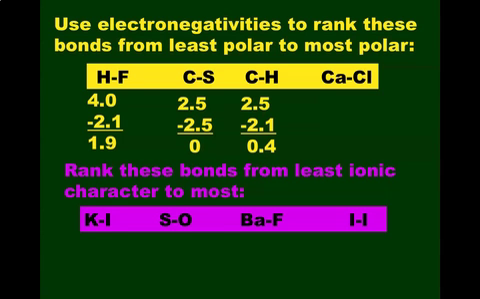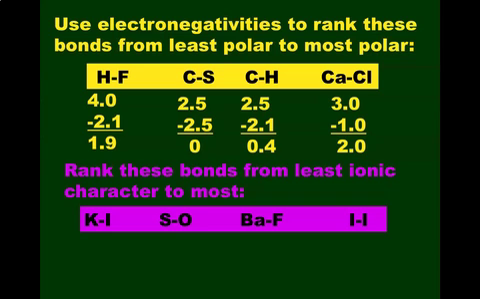Carbon is 2.5 and hydrogen is 2.1. So we subtract, we get 0.4. And then calcium and chlorine. Chlorine has an electronegativity of 3, and calcium has 1. Okay, and we subtract and we get 2. And it doesn't matter how many of each we have, like it does with the formula. We're just going to take the two elements that are being combined, however many of each type, and subtract.